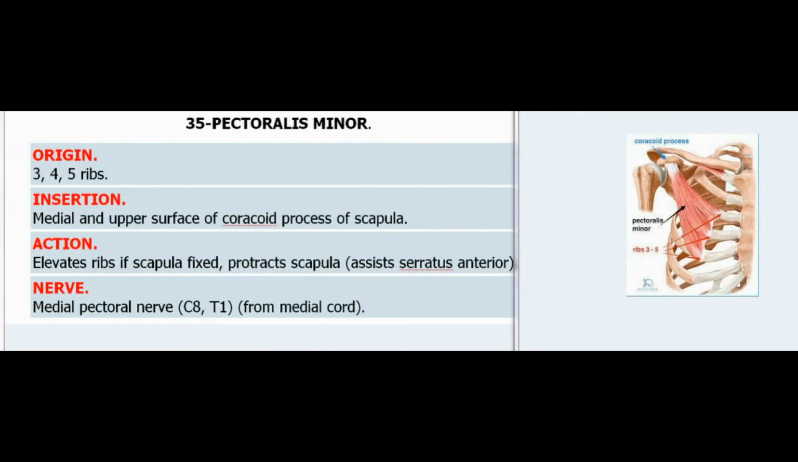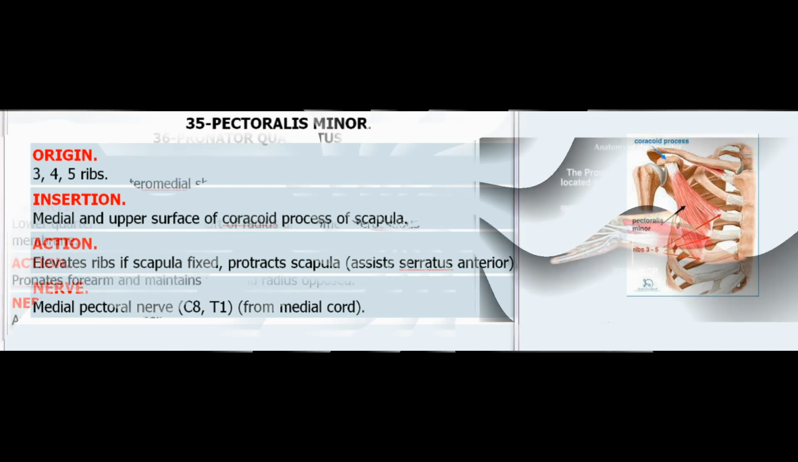35. Pectoralis minor. Origin. 3, 4, 5 ribs. Insertion. Medial and upper surface of coracoid process of scapula. Action. Elevates ribs if scapula fixed, protracts scapula, assists serratus anterior. Nerve. Medial pectoral nerve, C8, T1, from medial cord.